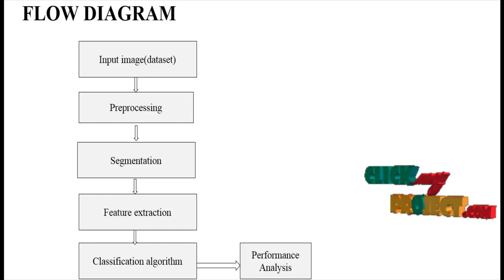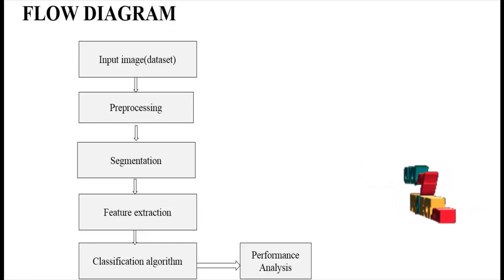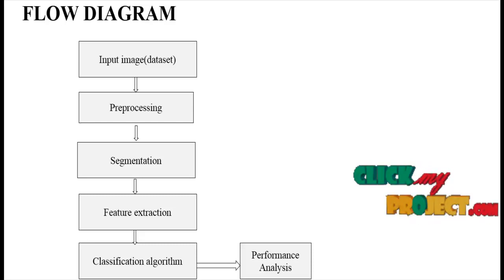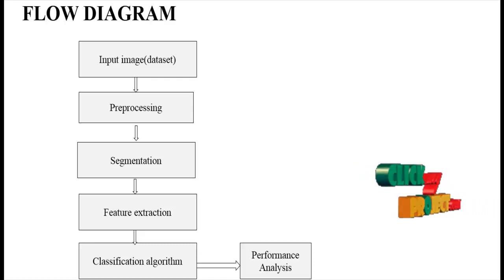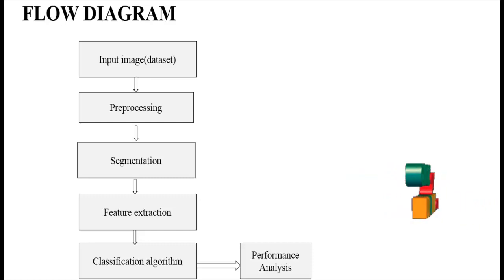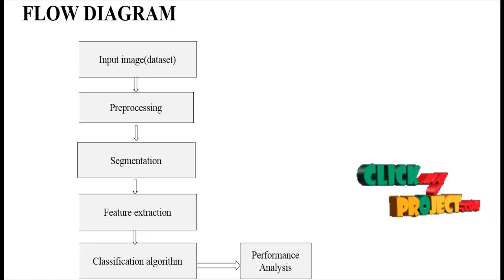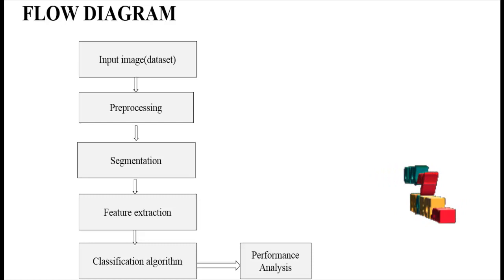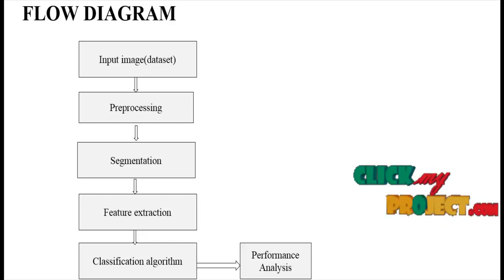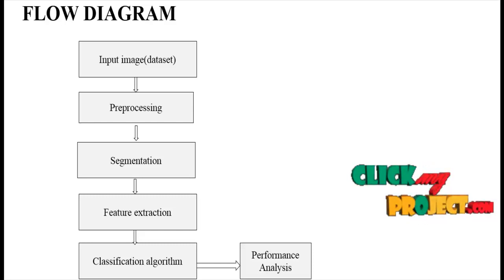Then we implement the segmentation step. In this step we segment the affected region from our pre-processed image. Then we implement the feature extraction technique. In this step we extract the best features from the segmented image, and the system develops the classification algorithm. In this step we implement deep learning algorithms such as convolutional neural network.